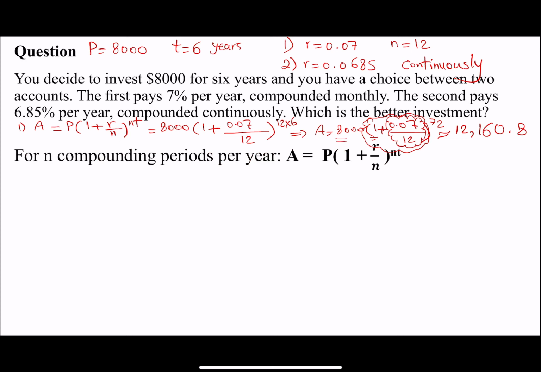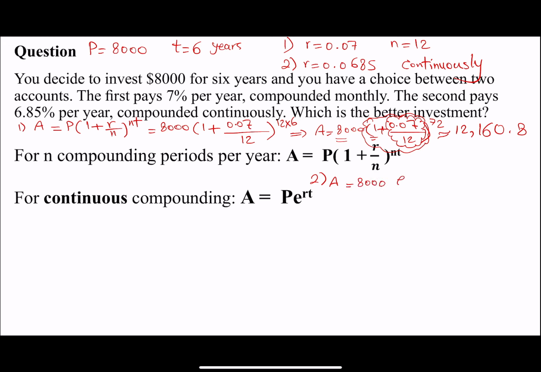Now for option 2, here is the equation that we have. A is principal times e to the power of r times t. So future value for option 2 is equal to principal 8,000 times e to the power of r, which is 0.0685 times t, which is 6 years. Guys, be careful.